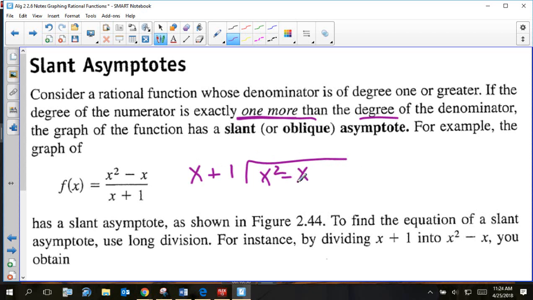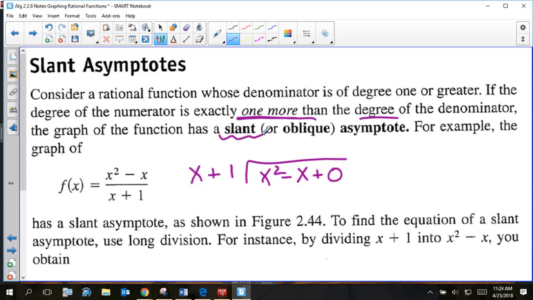And when I do division, I need to make sure I have zeros in. So if I'm actually missing the constant, I'll put the 0 in there. We're going to literally divide these. This is to find the slant asymptote, because the slant asymptote is going to be the equation of a line. So we have to find that line. This is how you do it.